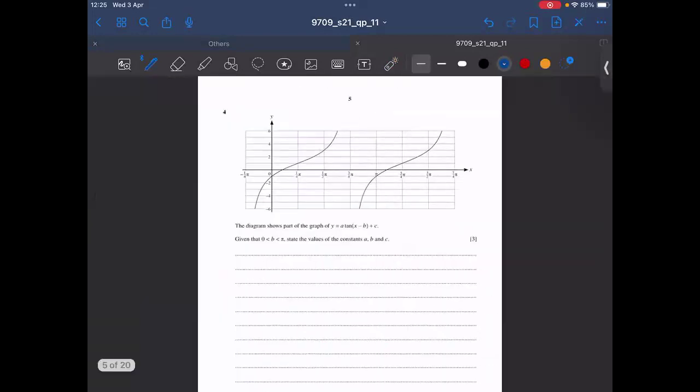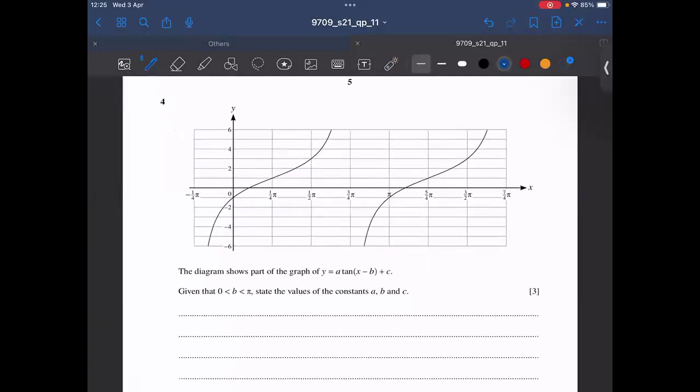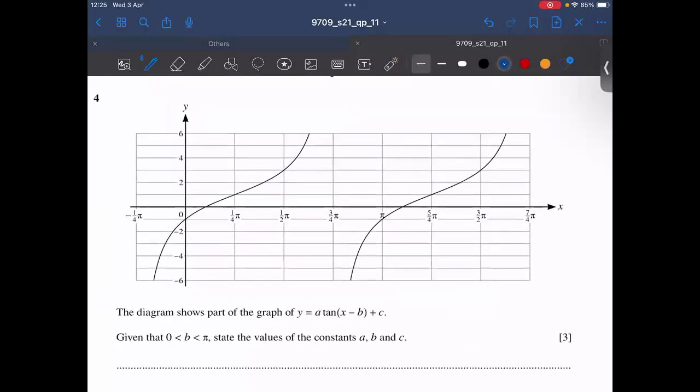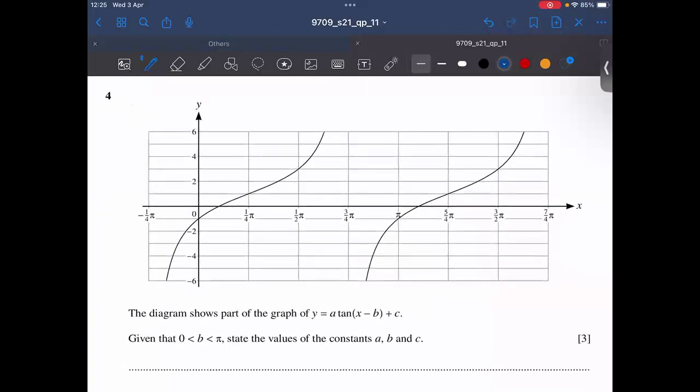Let's move on. Question 4. The diagram shows part of the curve graph. Given that b is between 0 and pi, state the values of the constants a, b, and c.